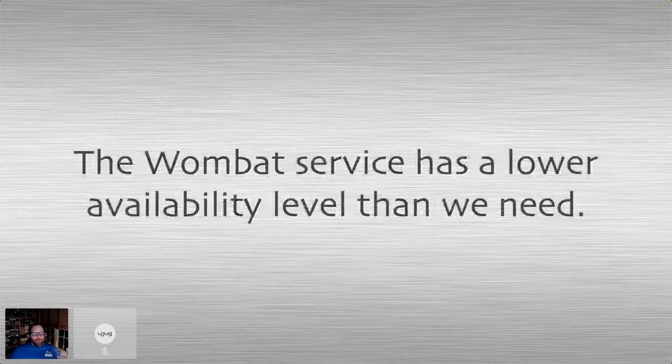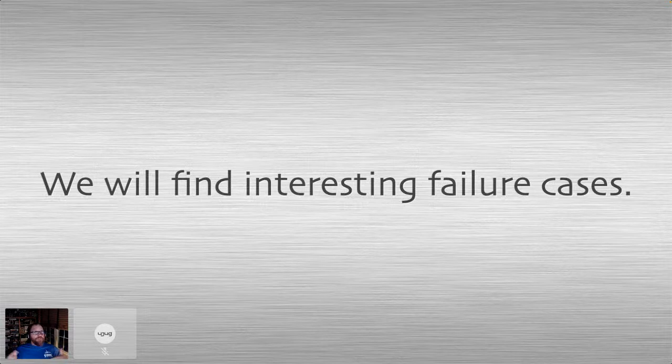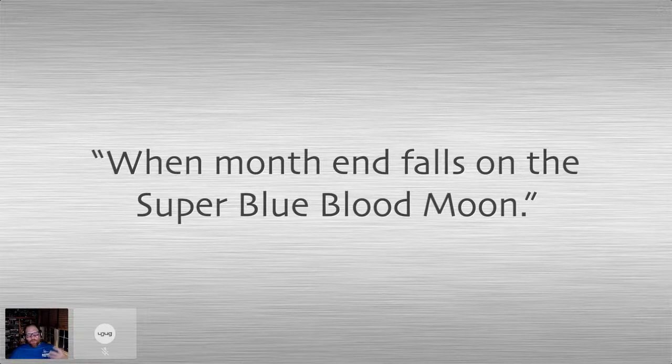You're going to discover that, oh, geez, the Wombat service actually has a lower availability level than what we're shooting for. You're going to find some interesting failure cases that almost always correlate with time. Like, oh, no, and month end corresponds with a super blue blood moon eclipse. We've got problems.